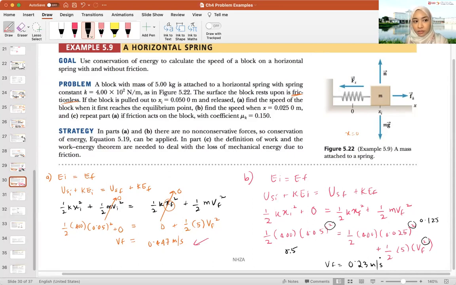Okay, so does everyone understand what was happening here? And cara nak solve spring yang horizontal? Okay, kejap.